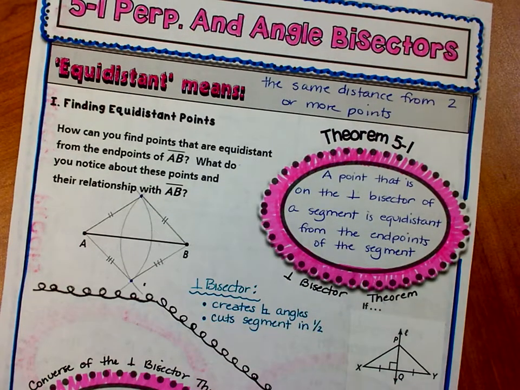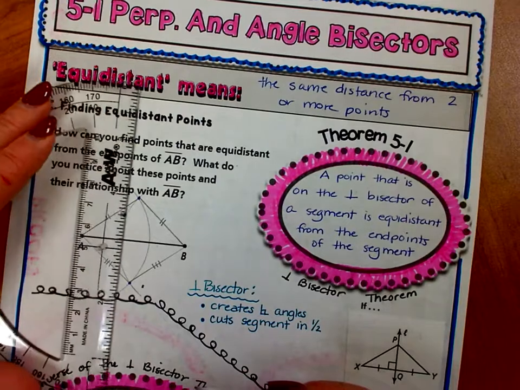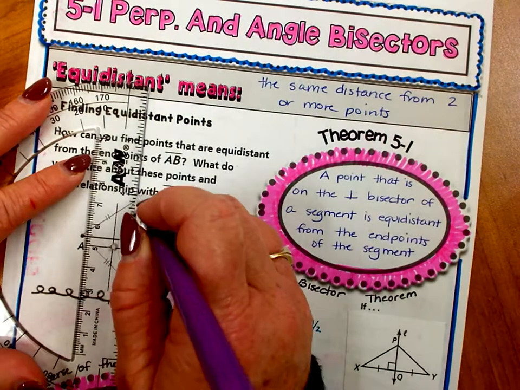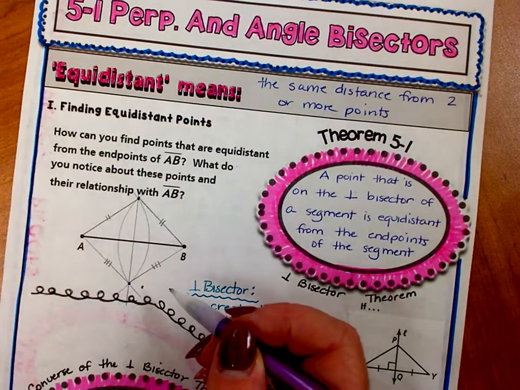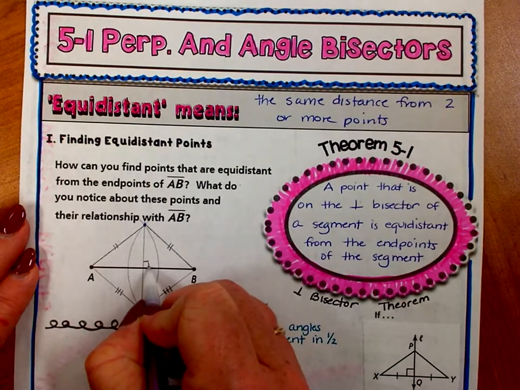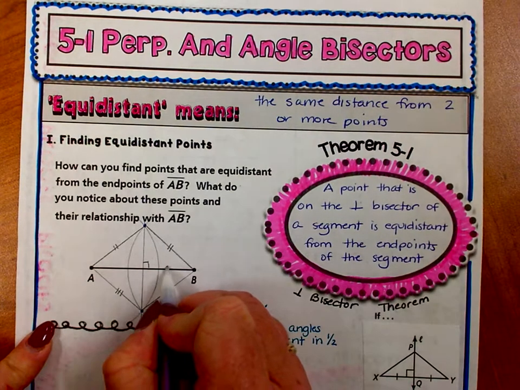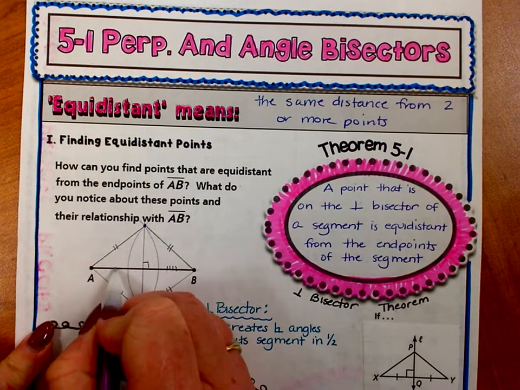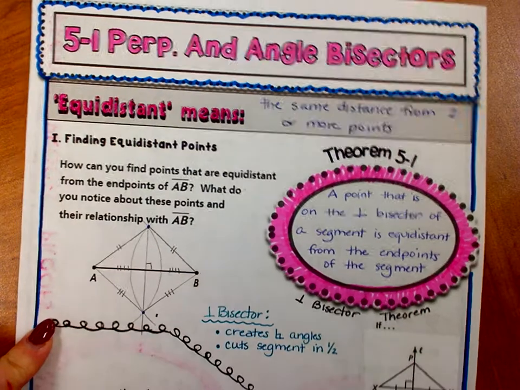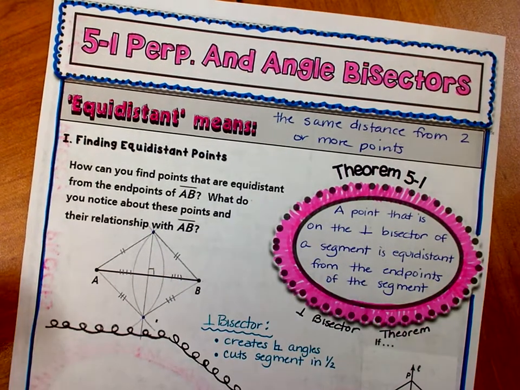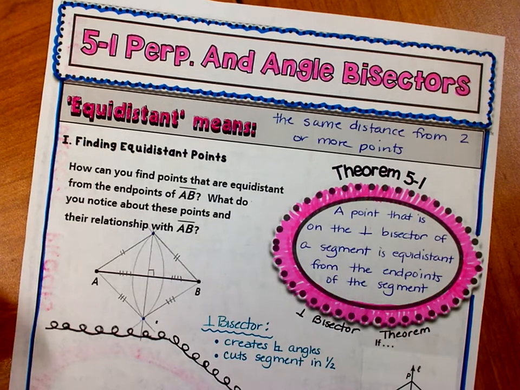Also, if you remember constructions from way back when, if we connect these 2 points, we have created a perpendicular bisector. And a perpendicular bisector means that this segment and this segment are also congruent. So we have all kinds of congruent pieces and parts using that construction.